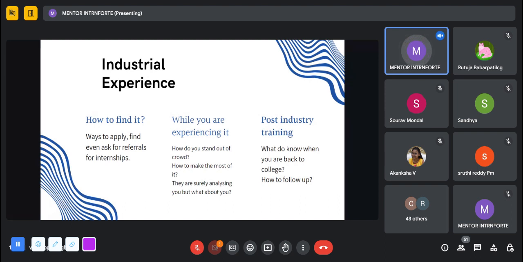After that, if I had gained some industry knowledge, I had to see how to apply that in my college, so that the faculty and I could evaluate myself, and see that I had actually gotten a good internship opportunity and made the most out of it. So that is the post industry training I had to do, and how to follow up.